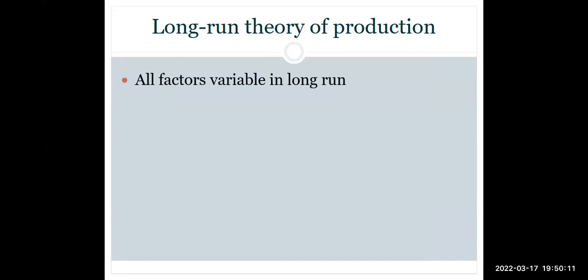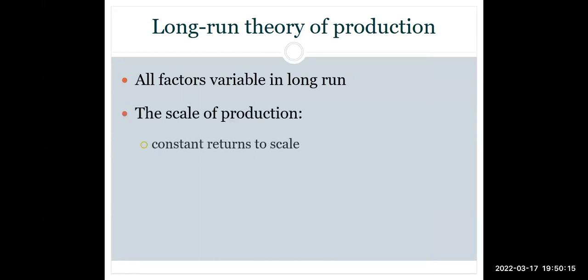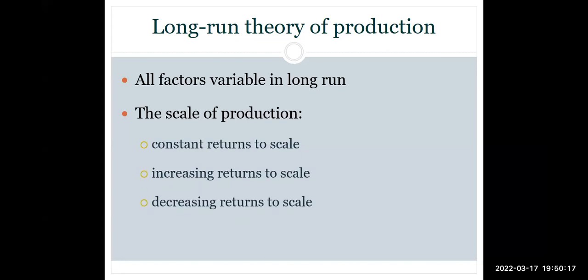All factors variable in the long run. Now we will be talking about the scale of production, like what happens with your production when you increase all of your inputs. There could be three possibilities. The first possibility could be that if you double all of your inputs, your output also gets doubled.